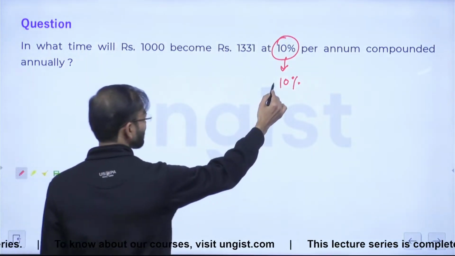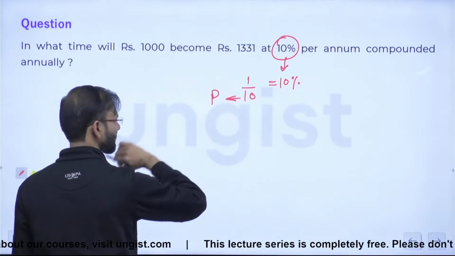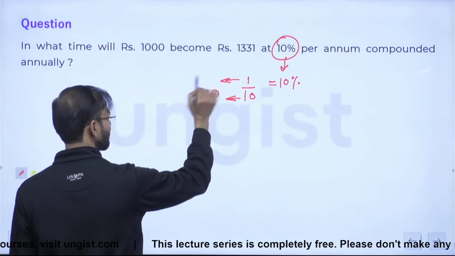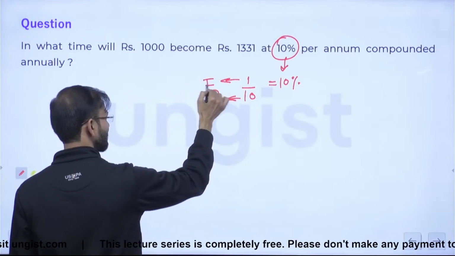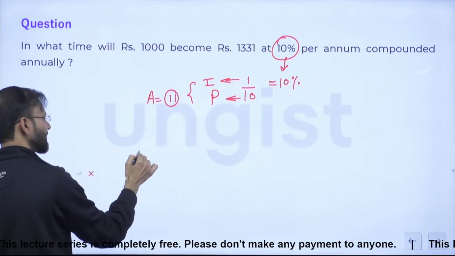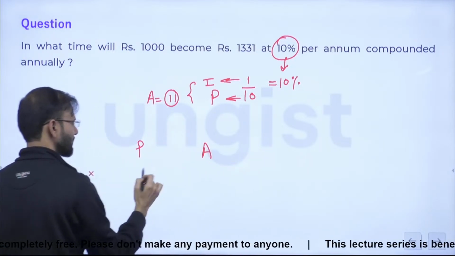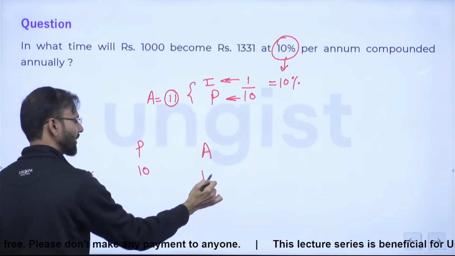10% is 1/10, right? So what should I assume the principal? 10. Amount? Yes, this is interest. So amount is principal plus interest, which is 11, right? So guys, principal and interest, sorry, not interest, amount. So principal is 10, amount will be 11.